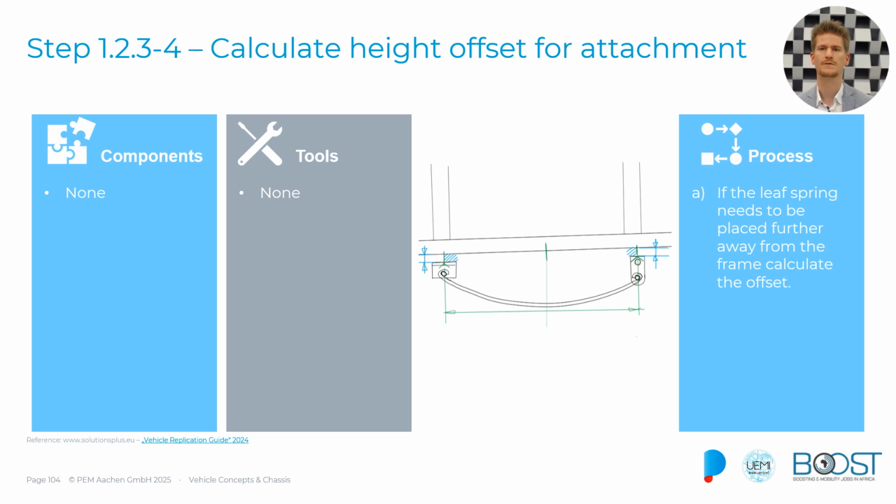Now the next step would then be to calculate the height offset for the attachment. We obviously have a deflection rate of the spring, and in order to have that amount of travel that we actually calculated, it makes sense to have a little bit of an offset. This is not necessary for you because the shackle is already provided, but it could be that you need to do this.